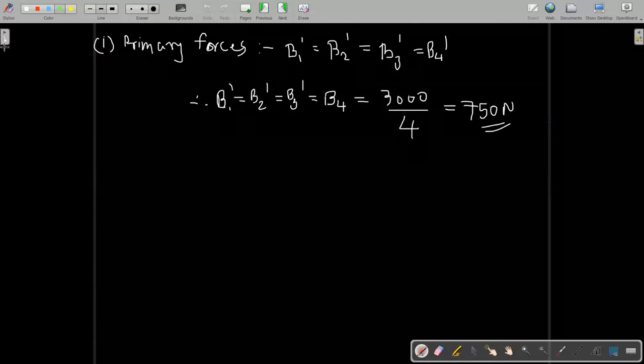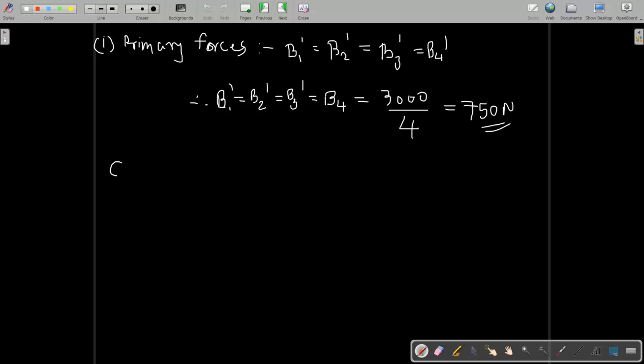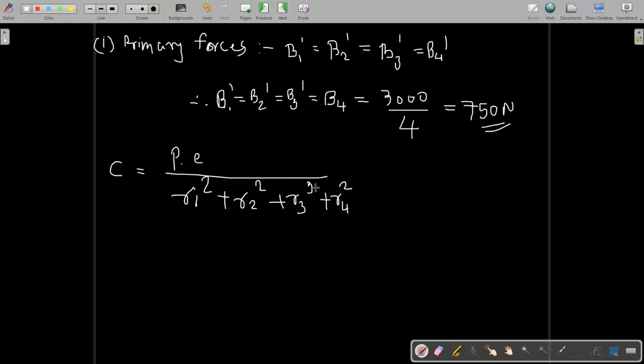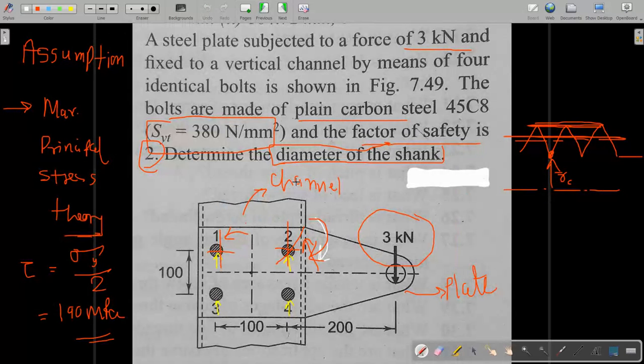Now what you have to find is the value of C. C is force into eccentricity distance divided by r1 square. As I told you in yesterday's question, there were r1 square and only r2, r3 square. Okay, but here there are 4 bolts and all are away from the center. So we have to take all the bolts' radial distance. Okay, in yesterday's case, one bolt was at the CG point, and today it is not, so we have to take all the distances.